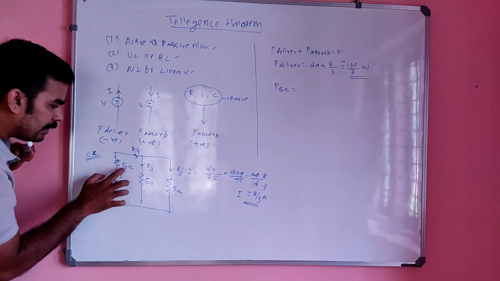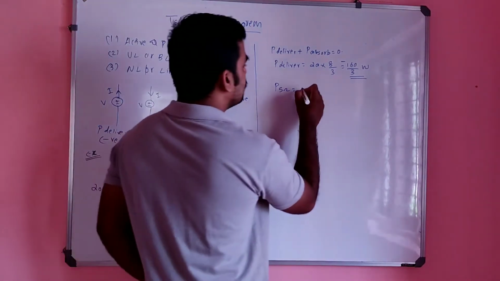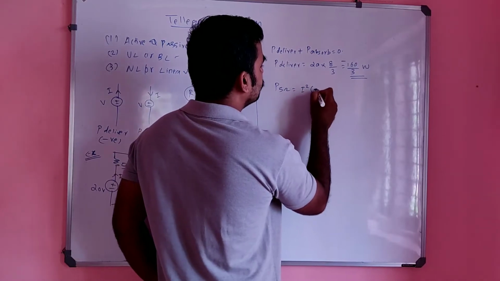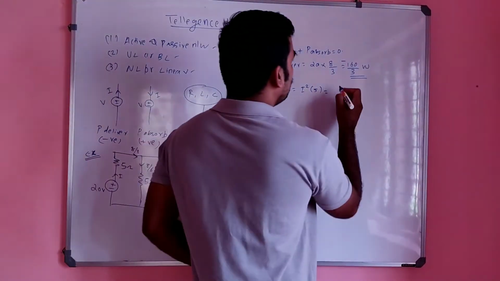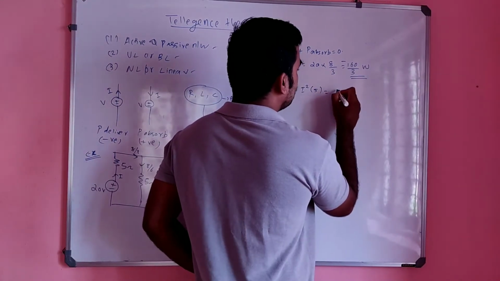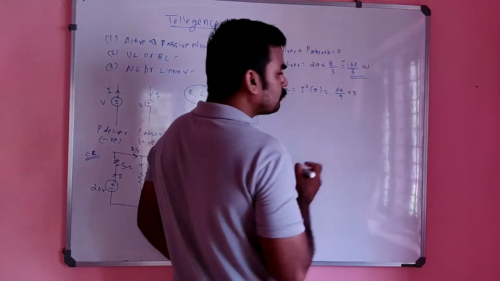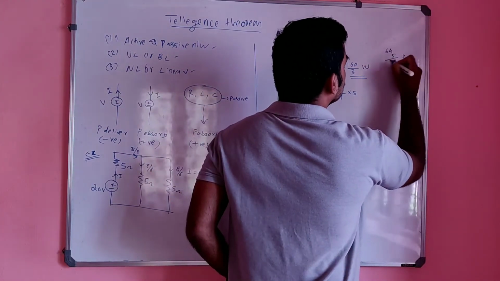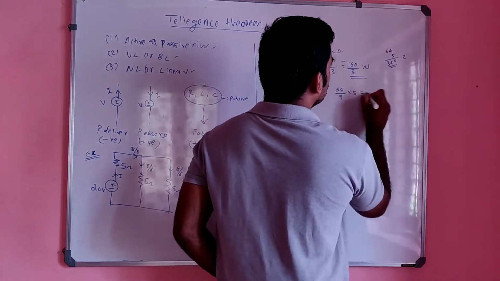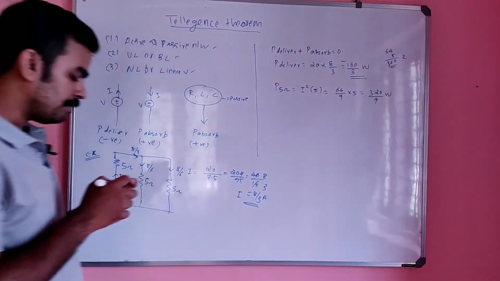And what is the power across this 5 ohm? Power P is nothing but I square into R. So it will be 8 by 3 the whole square, which is 64 by 9, into 5. Is it correct? So what is 64 into 5? 320. So 320 by 9 watt is the P across this 5 ohm.